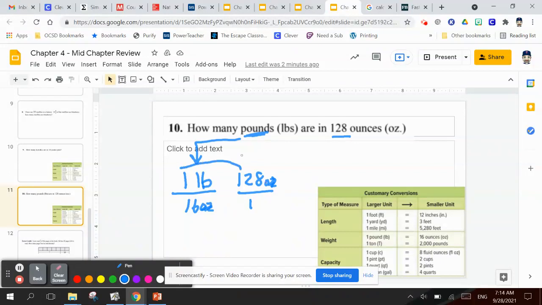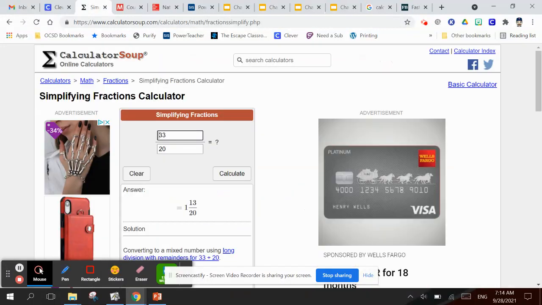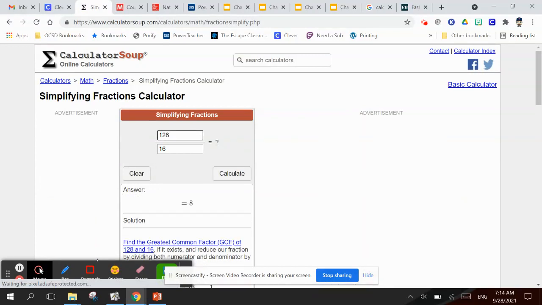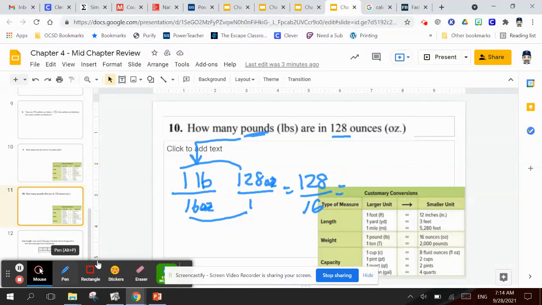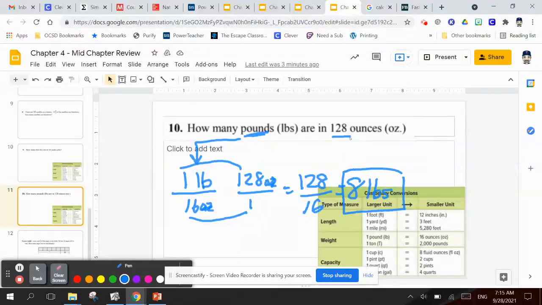I multiply 1 times 128 is 128. 16 times 1 is 16. I go to my simplifying fraction calculator because I have an improper fraction, so 128 over 16. I calculate, and that gives me the answer of 8. So there are 8 pounds in 128 ounces.